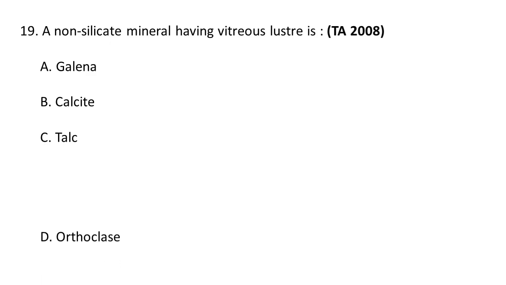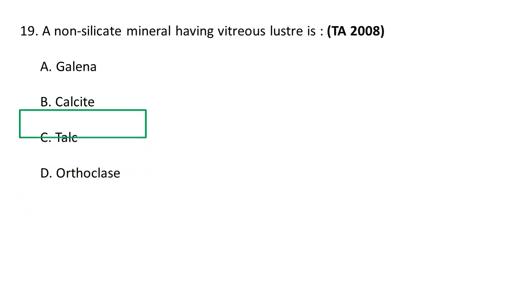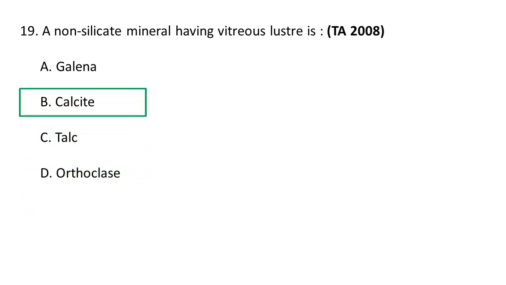Next question. A non-silicate mineral having vitreous luster is A. galena, B. calcite, C. talc and D. orthoclase. A non-silicate mineral having vitreous luster is calcite. B is the correct option.